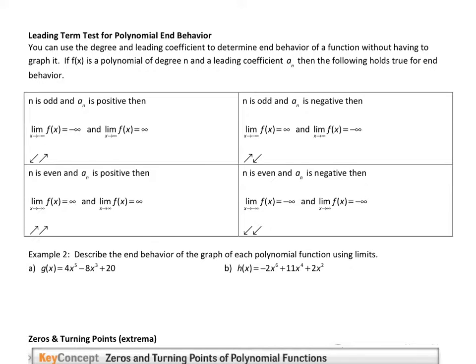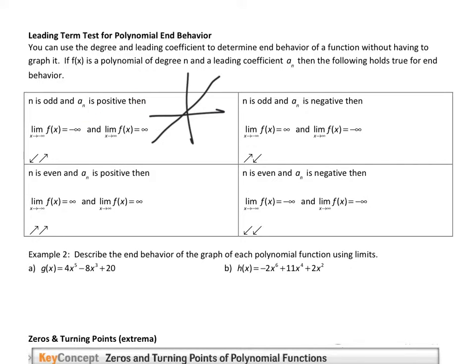If n is odd, and a is positive, then you're going to have opposite end behavior. And the thing that I kind of remember is the linear function, like this. So as your x's are approaching negative infinity, your graph's going to negative infinity. As your x's are going to positive infinity, your graph's going to positive infinity. And that's when your coefficient is positive.